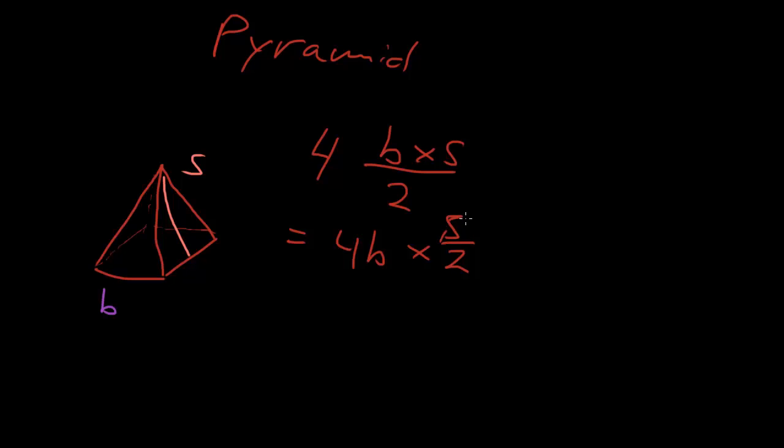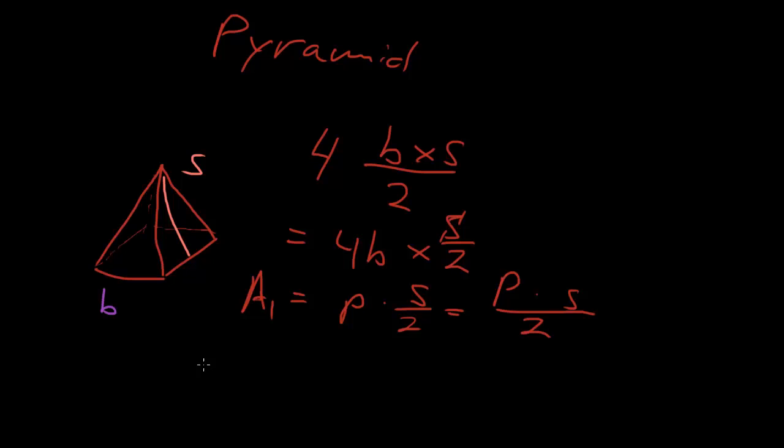Okay, that's my s. Sorry, it's not a 5. Slant. And then this again looks kind of familiar. I have 4 times the base, once again, is my perimeter. Perimeter times slant over 2. In other words, P, perimeter of the base, times slant over 2. Okay, and that's my AL, the lateral area.